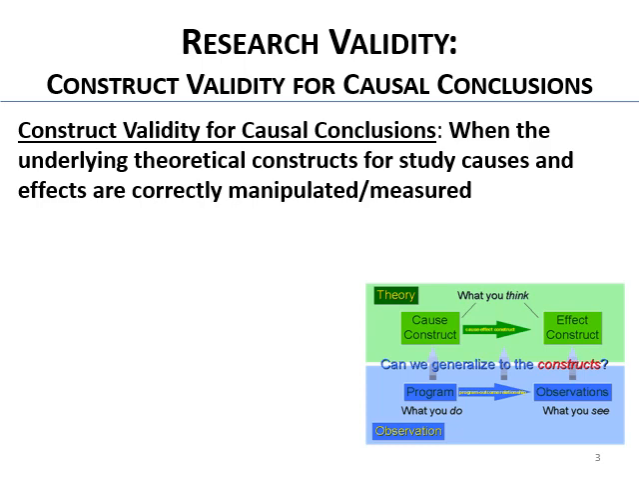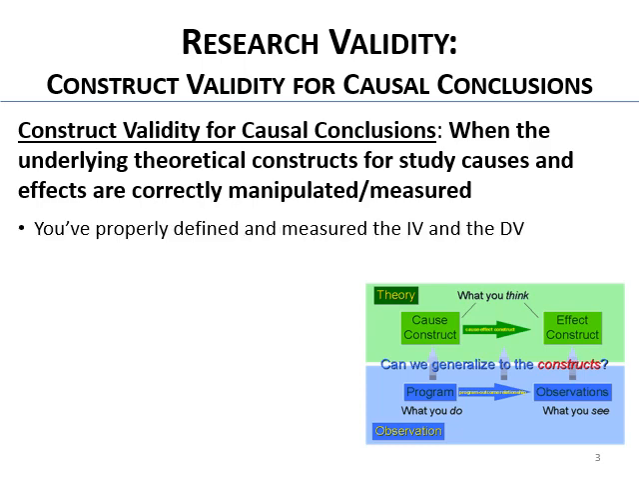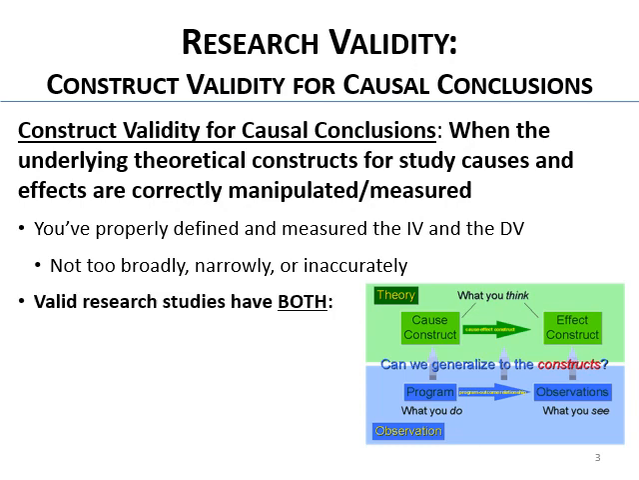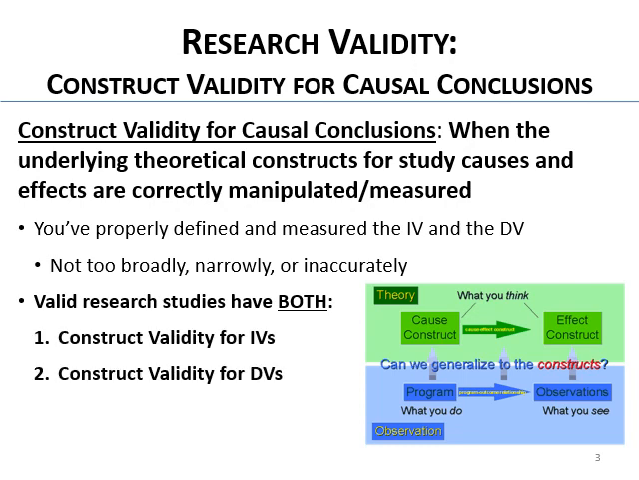So construct validity for causal conclusions is when the underlying theoretical constructs for your study causes and effects have been correctly manipulated or measured. Right? You correctly measured the DV, correctly manipulated the IV. And so it's when you've properly defined and measured them, meaning not too broadly, not too narrowly, and not inaccurately. So valid research studies have both construct validity for the IVs and construct validity for your DVs.